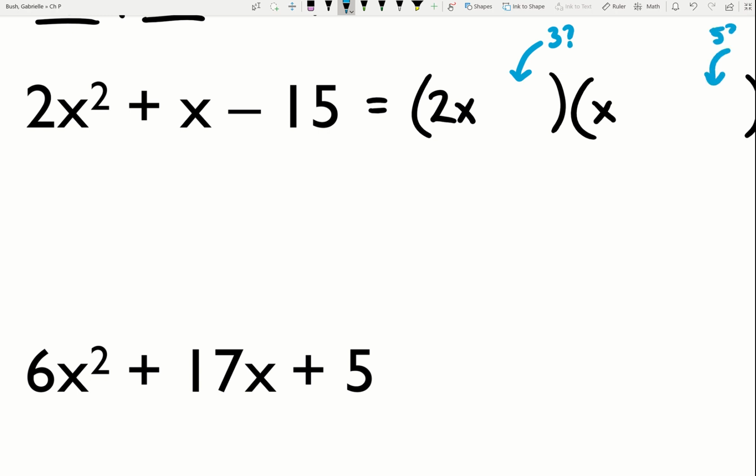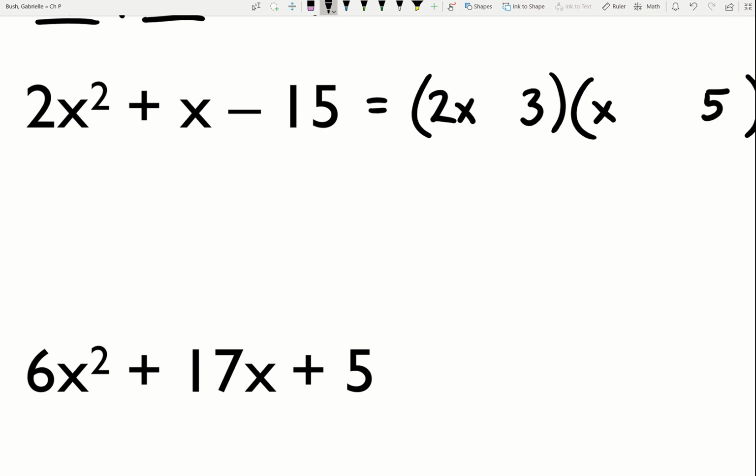Which is which? Well, to figure that out, we need to take a look at our middle term. Whatever we put in these spaces, whenever we FOIL it out, they're going to have to add up to a positive 1. So this is just playing with it and guessing and checking, right? Let's just say for a moment that I put a 3 here and a 5 there, okay?